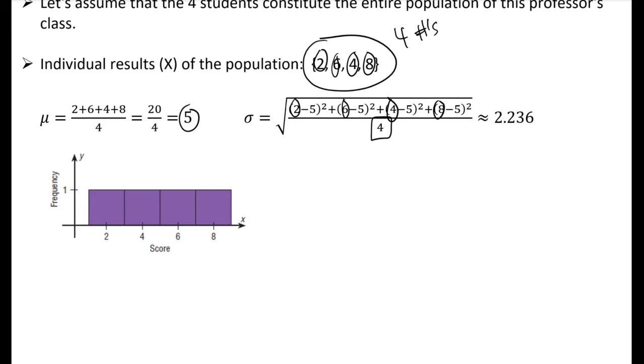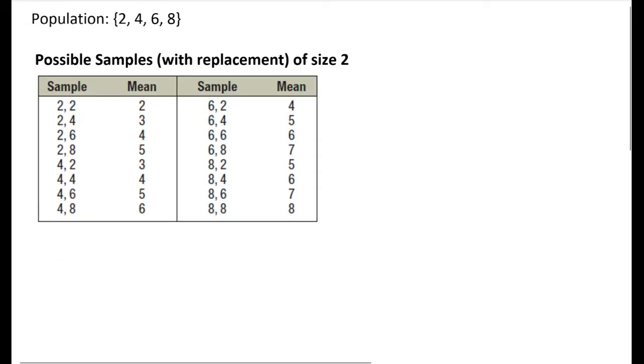So this is the distribution of the student scores. One student scored a 2, 4, 6, and 8. So this distribution is known as a uniform distribution, and that's because all these scores are the same. So it's all the same height. Notice it's not a normal distribution, it's just a uniform. So now we know the population is 2, 4, 6, and 8.